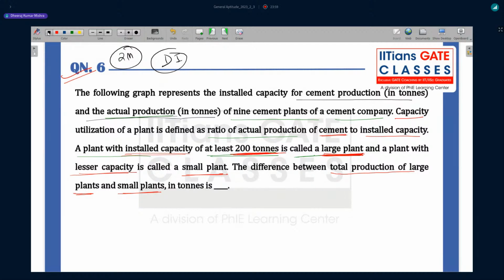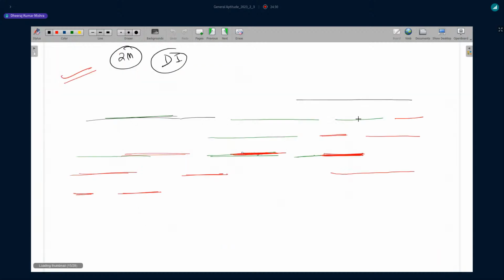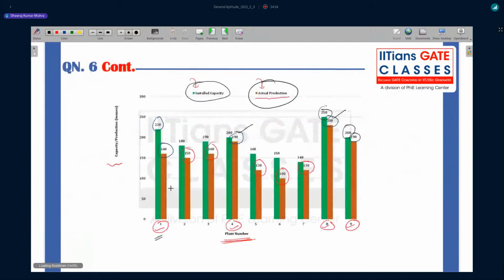So you see here in the graph, this is plant number 1. Installed capacity is given as a green color. You see, Saurabh, you have to pay attention to the colors here. Green color denotes the installed capacity, and the actual production means the total production of the plant. So from this plant we are getting 160 tons, right? You see here 220 is a larger plant, 200 is a larger plant, and here 250 is also a larger plant at 200, right? Read here, a plant with installed capacity of at least 200 tons is the larger plant, and a plant with lesser capacity is going to be a smaller plant, right? So the question is, you have to find the difference between total production of the large plants and the small plants. They are saying total production, so you have to add all of the production, right?